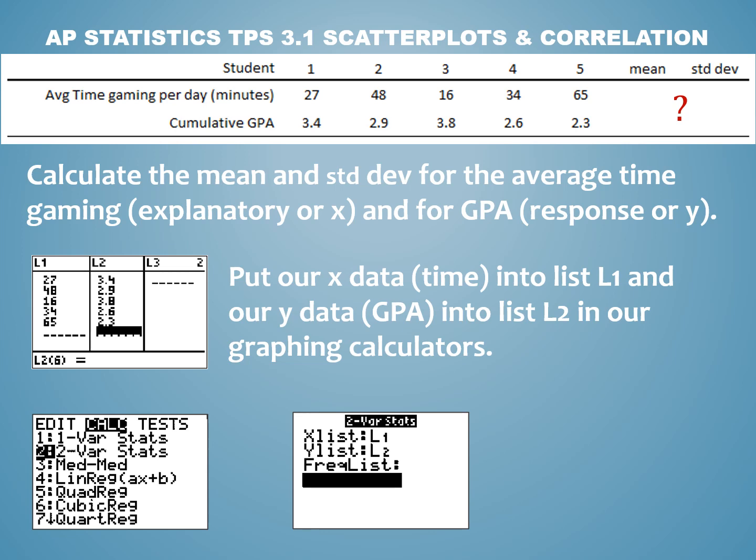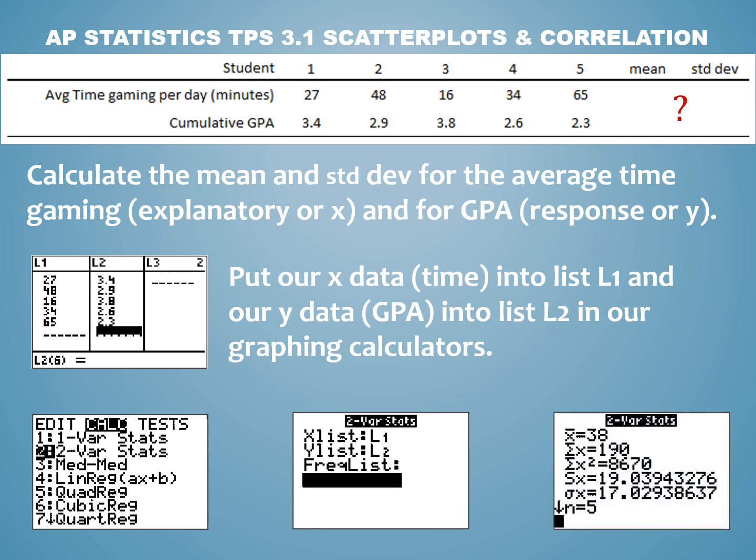Remember, if those aren't already in there, then do second 1 and second 2 to get L1 and L2. Hit calculate, and you get something that looks like this. So the very first thing is the X bar. Look here, the S sub X. We don't want the sigma, but we want the S. That's the standard deviation. So our X bar, or our mean, is 38, and the standard deviation is 19.0.